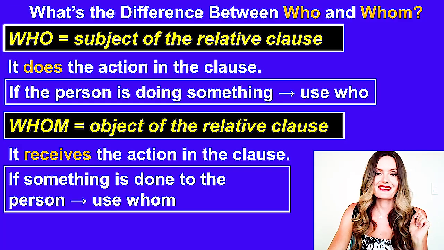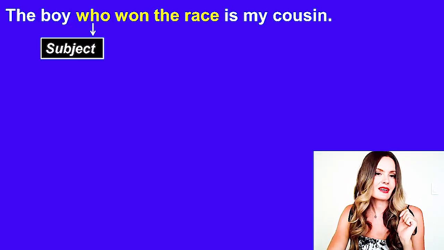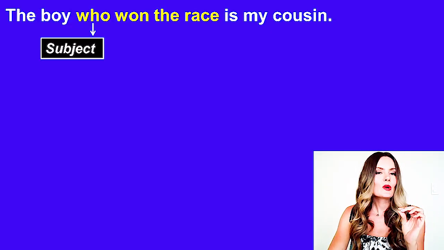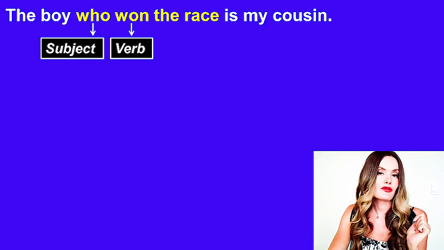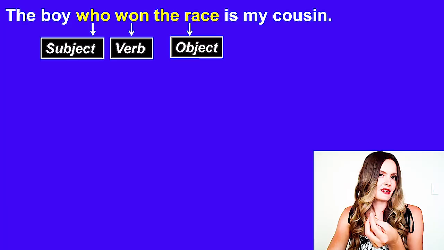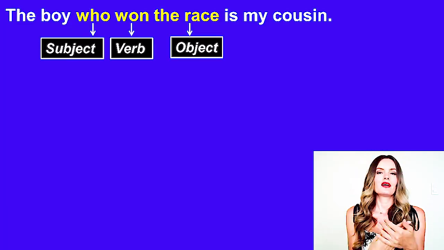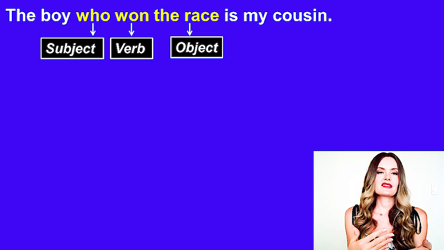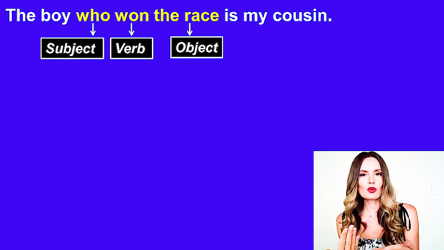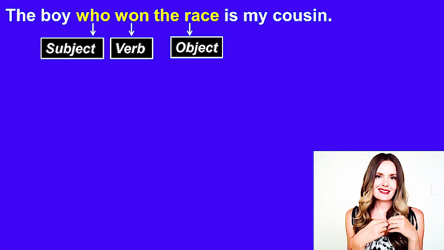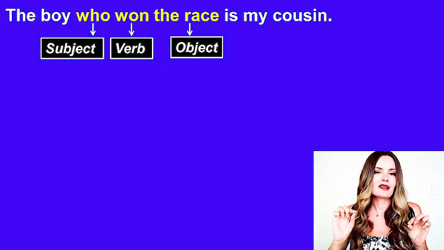This is the difference. For example, the boy who won the race is my cousin. So who is the subject in this sentence? Won is the verb. The race is an object. So in this example, who does the action because it refers to the boy. We can say the boy won the race. Who means the boy. That's why who is the subject. Who does the action? Who won the race?